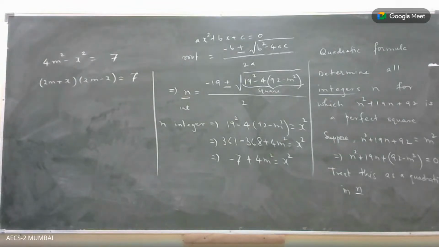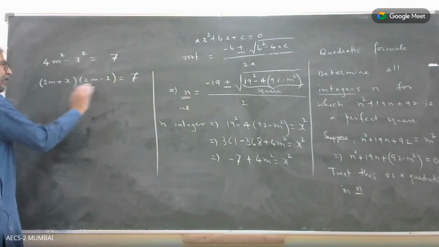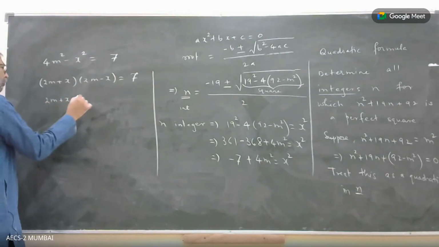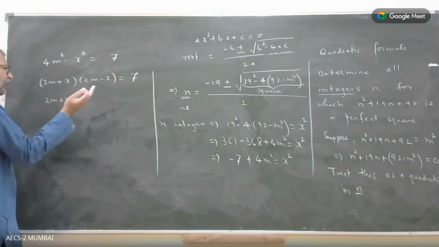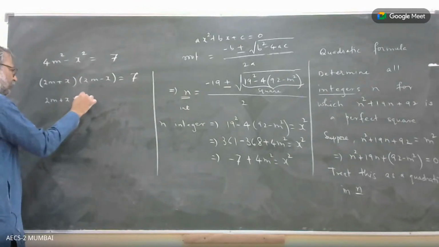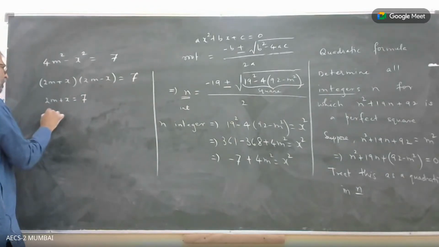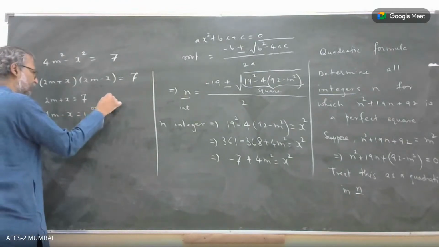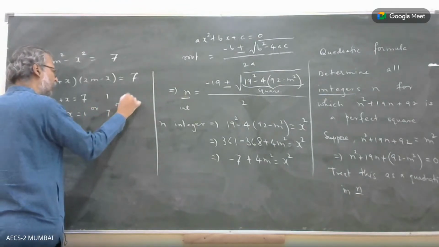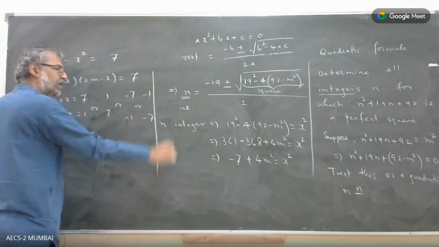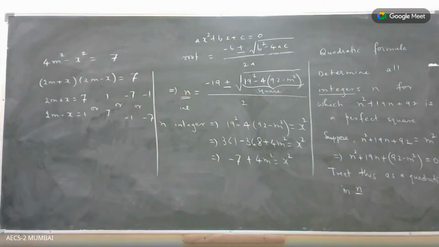Either this is 7 and this is 1, or this is 1 and this is 7, right? Of course, if you want integers, you allow negative numbers also. So I tell all possible cases. This is 7 and this is 1, or this is 1 and this is 7, or this is minus 7 and this is minus 1, or this is minus 1 and this is minus 7. So you have to deal with 4 cases.